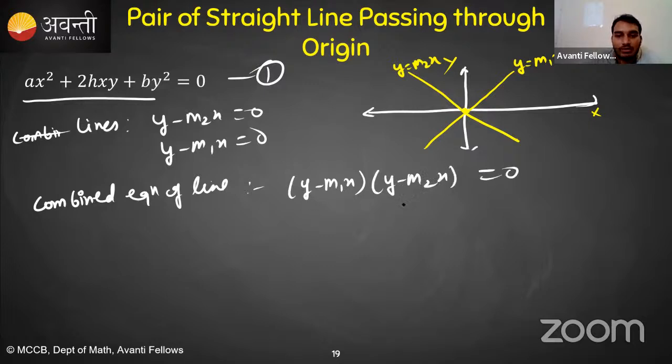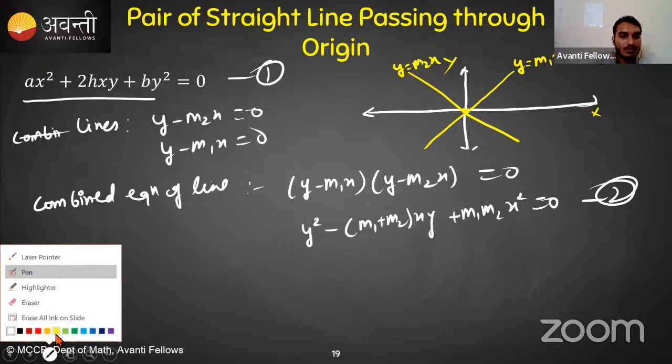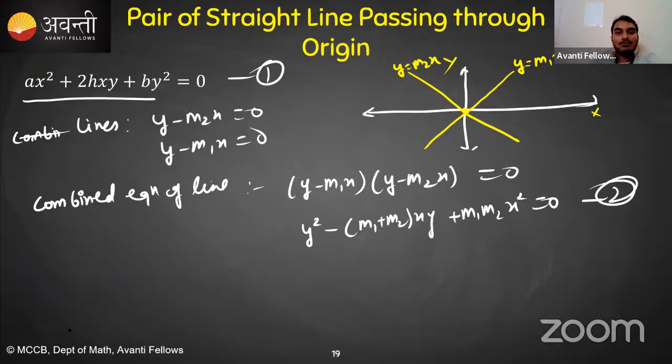Clear? So now multiply: y square minus (m1 plus m2) into xy plus m1 m2 x square is equal to 0. So this is nothing but equation 2, right? So it means equation 1 and equation 2, both equations are representing the pair of lines which are passing through origin. Yes or no?